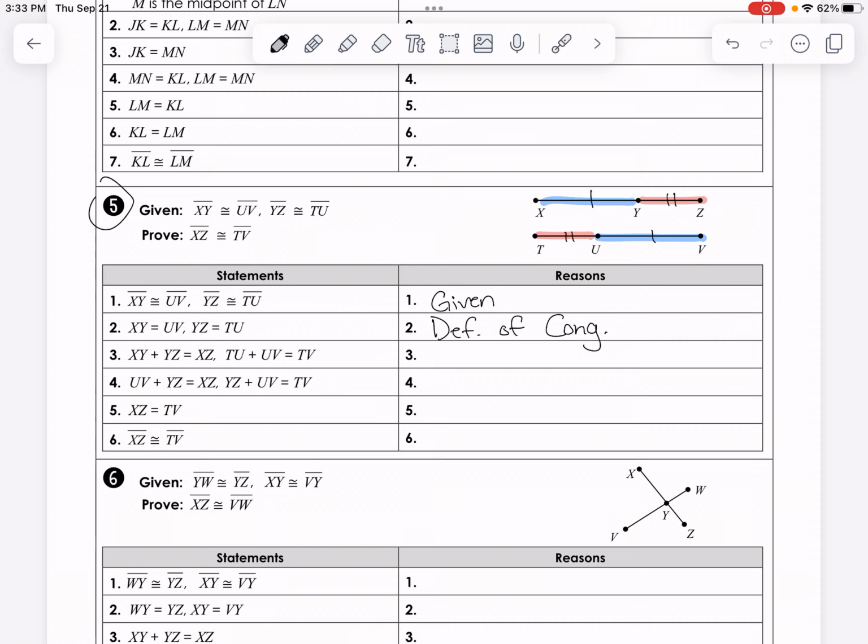Okay. The next part, what we have here, XY plus ZY, this right here and this right here, we're saying is equal to the entire thing, right? Blue plus red is equal to this whole thing. And this is saying the same thing. TU plus UV is equal to the entire thing. That's segment addition postulate.